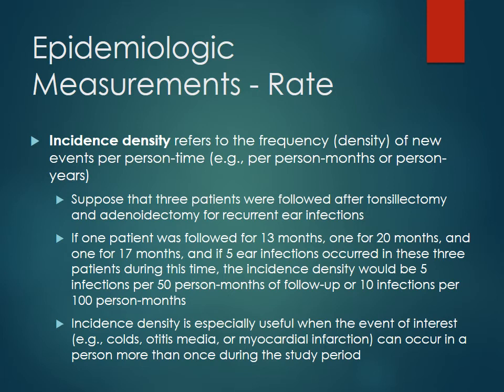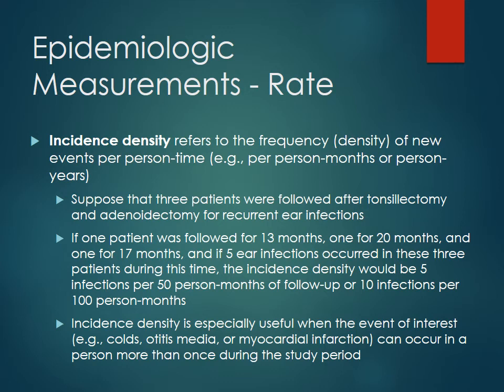If we were to follow one patient for 13 months, one for 20 months, and one for 17 months, and if they, between them, had 5 ear infections over these 3 patients, basically what you could say is that the incidence density would be 5 infections per 50 person months of follow-up, or 10 infections per 100 person months. So the difference there is that this can include things that are occurring frequently or more than once, versus our mortality rates and things like that, which were only for one single time event.